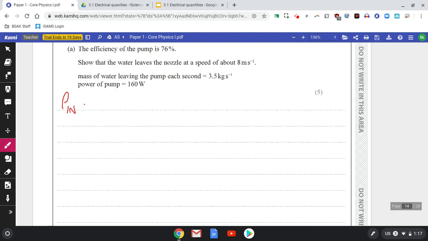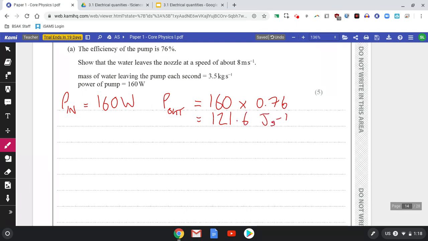So power in is 160 watts. It's 76% efficient. So the power out, the energy given to the water per second, is 160 times 0.76. Now that is 121.6 joules per second. Watts, sorry. There you go. So that's the amount of energy given to the water per second. That's quite nice because it gives us the mass per second here, doesn't it?